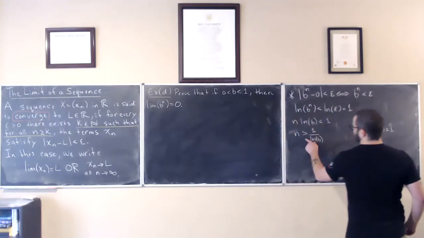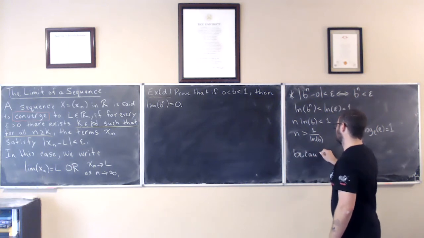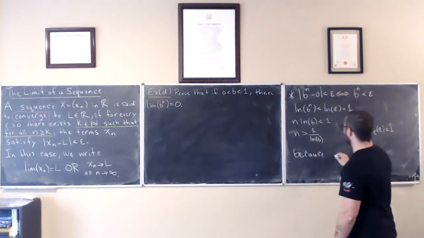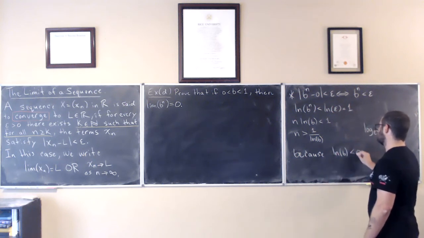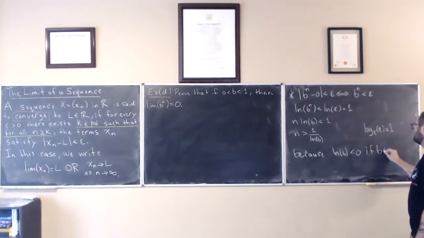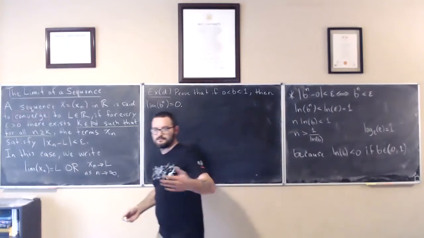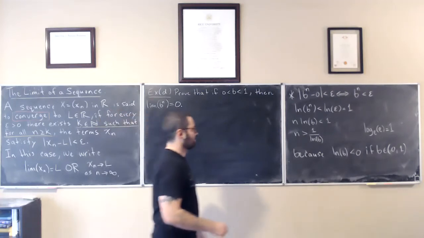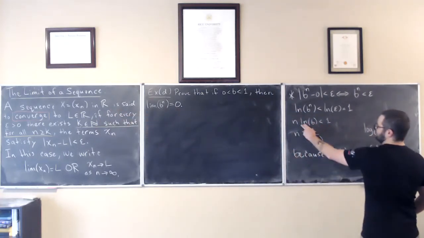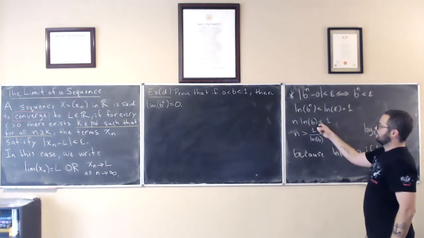Now the inequality flips because natural log of b is less than 0 if b is in that open interval, right? If you look at the graph of natural log, if you look below 1, between 0 and 1 on the domain, you're below the x-axis, you're negative. So when I divide both sides of this strict inequality by natural log of b, the inequality flips.